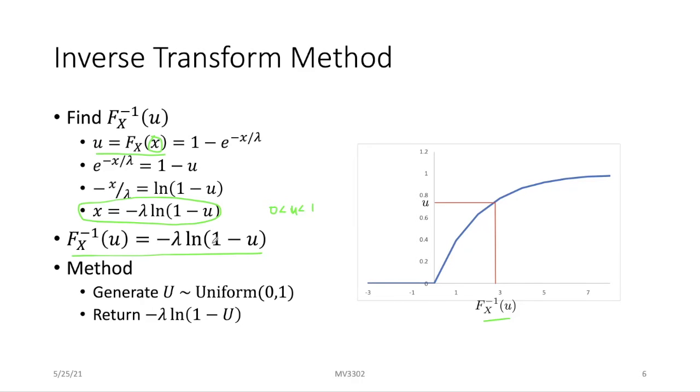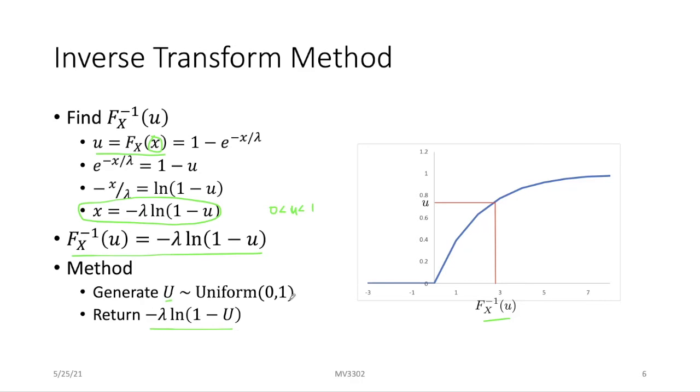Okay, so again, it's always worthwhile to check for something that's just sort of nonsensical. In other words, if for some reason this expression could ever be negative, then that would mean we would be generating negative values, and that can't be right in this case, because exponentials are always positive. So now our method is to generate our uniform and return minus lambda times the natural log of 1 minus u.